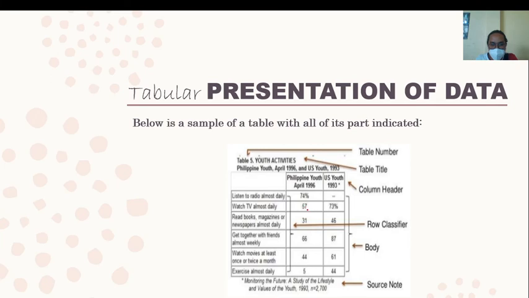Watch TV almost daily, may 57. And the body, this is the body. And, as you can see, source note, monitoring the future, a study of the lifestyle and values of the youth, 1993. And it's equal to 2,700. This is an example of tabular presentation.